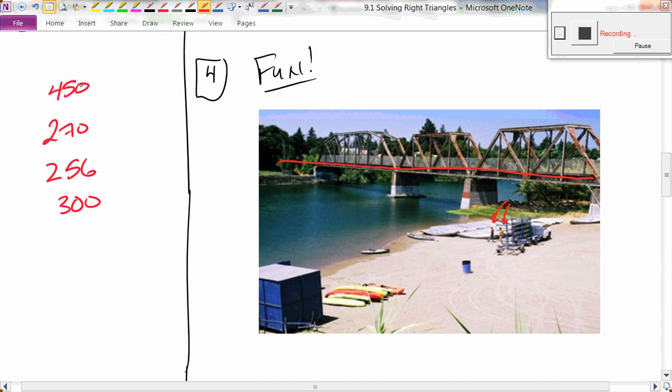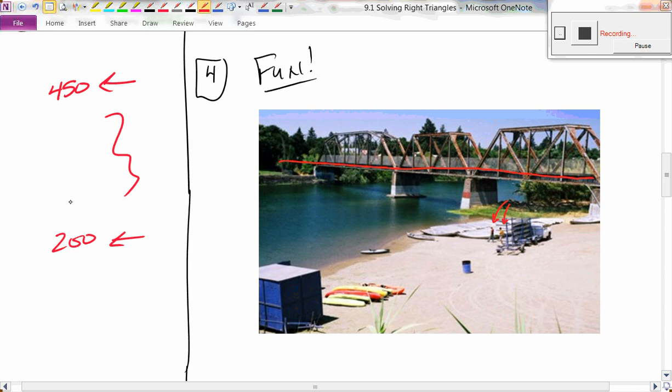450. Can it be longer than 450 feet? No. Okay, so this is a mere ceiling. Anybody think it's less than 256? What do you think? 200. Okay, 200. Can the distance be less than 200 feet? Okay, so we think that our reasonable answer is somewhere in between 450 and 200. You guys with me on that part? Okay, somewhere in here, right? We're going to try and figure this out.